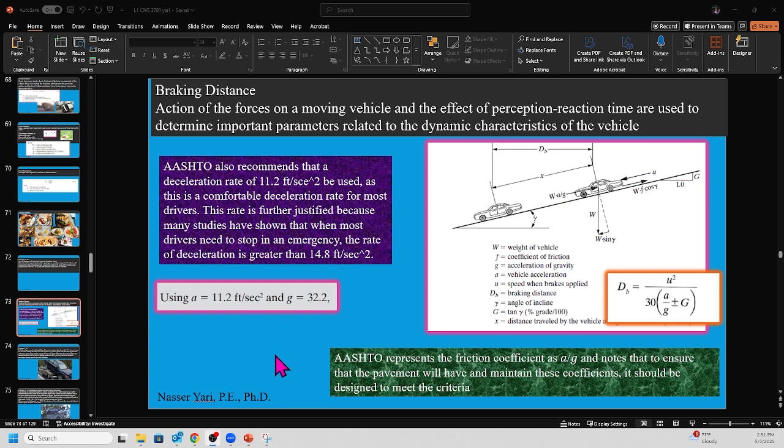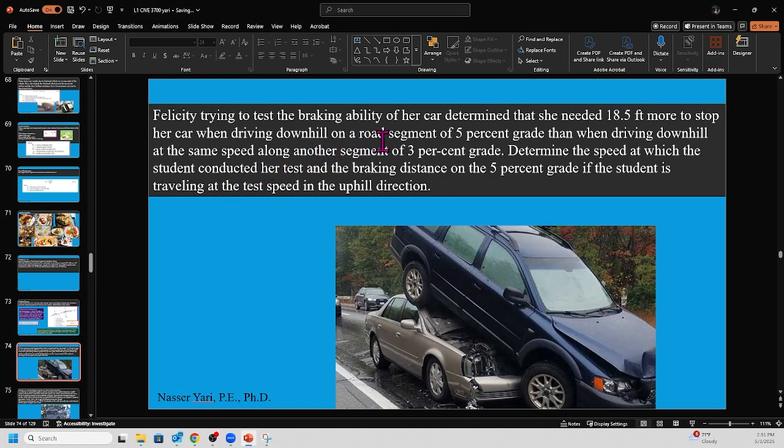Anyway, so let's look at the problem here. Felicity is trying to find out the braking ability of her new car. So what she did, she drove the vehicle on a downhill and applied the brake. And then she drove the same vehicle at the same speed on a downhill at 3% grade and found out when she's on the 3% downhill, she needs about 18 and a half feet less distance for the same speed. So find out what is the speed of the vehicle she was traveling. Also, what if she was going uphill at 5%? What would be the braking distance at that same speed? All right, let's get to work.